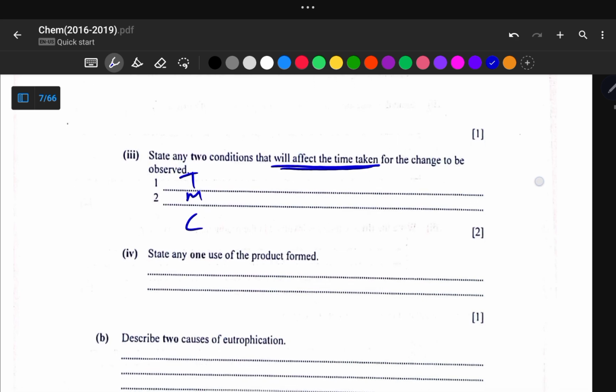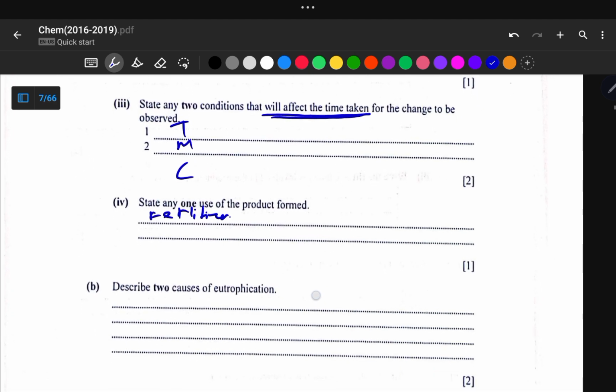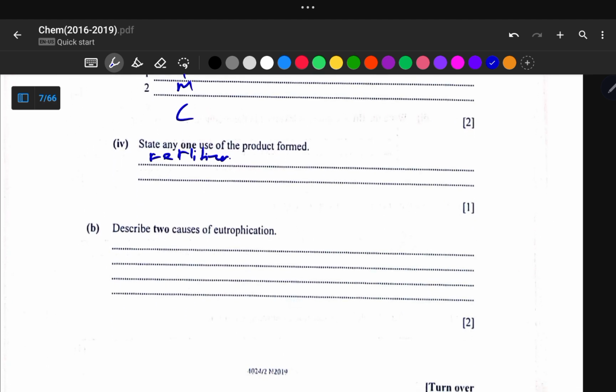And then state one use of the product, the use of ammonium chloride. You can use ammonium chloride as a fertilizer, right? So that's the use of ammonium chloride. We can use it as a fertilizer since it can provide nitrogen to the soil, right? And then describe the two causes of eutrophication. So the two causes of eutrophication: agricultural runoff or increase in the concentration of fertilizers, and then sewage discharge, right?